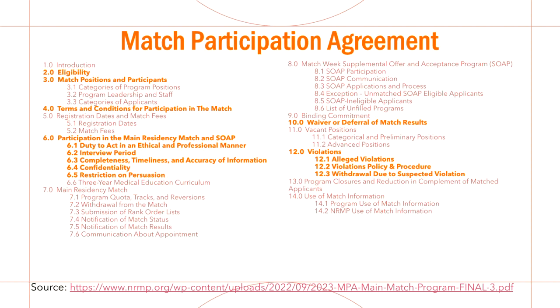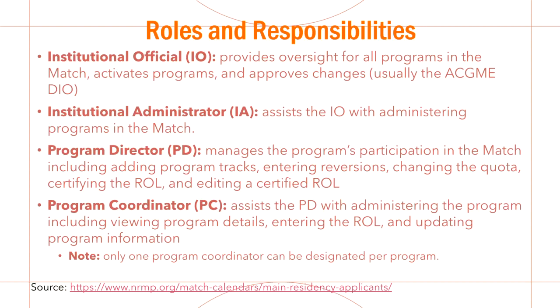Don't get stressed. I'm going to bring out some of the ones that are highlighted. There's a lot that's involved in this, and I didn't even get through all 20. 15 through 20 really get into the legal aspects of it, but most of the policies are up here. So roles and responsibilities, your institutional official provides oversight for all programs in the match. Normally, this is your DIO. The reason you need to know that Dr. Tom is your institutional official is when you go in and register for the match and put your information into that, she actually has to approve it.